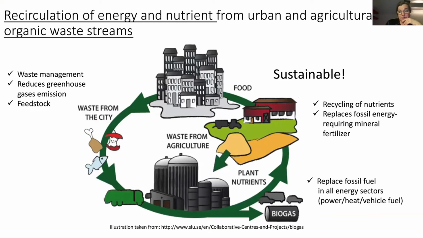When you look at what that means for the whole process, it's a recirculation of energy and nutrients from urban and agricultural organic waste streams. That means that the waste produced from the cities, either by food industry or by households, and the waste streams produced at the agricultural sites go into the biogas plants. These produce the biogas, and the digestate, what is left from the process, goes back to the fields and is used as a fertilizer. They produce food again on the agricultural sites, which goes to the city, and so on and so on. It's a recirculation.